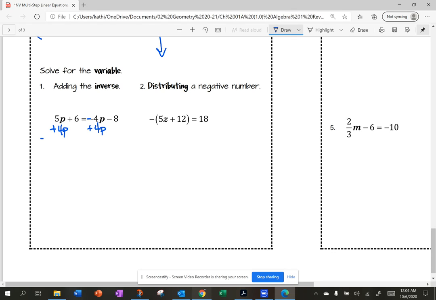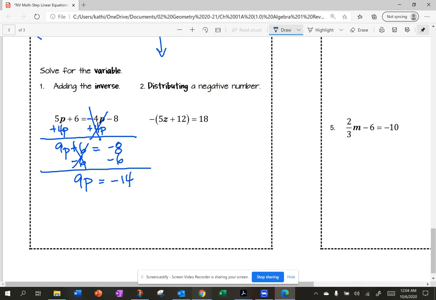Whatever I do to one side of the equation, I have to do to my other side to keep it equal. So I get 9p plus 6 equals negative 8. Next, I'm going to move my plus 6. So my inverse is minus 6. I have 9p equals negative 14.